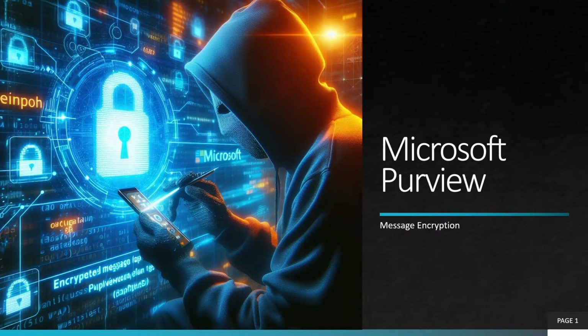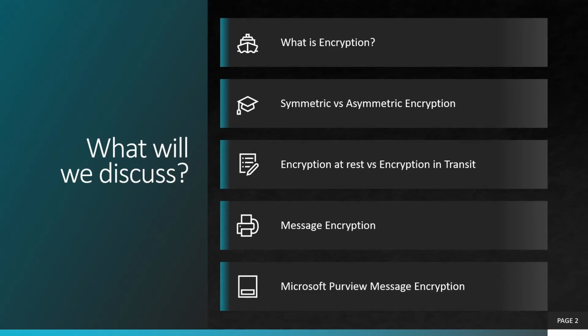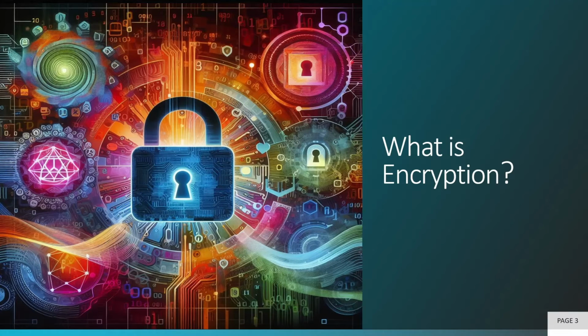In this week's video, we are going to be discussing message encryption from the point of view of Microsoft Purview. So let's get started. We're going to proceed as follows. We are going to be looking at what encryption is. We'll compare symmetric and asymmetric encryption. We'll look at encryption at rest versus encryption in transit. We'll talk about message encryption generally. And we'll see how Microsoft Purview implements message encryption. So let's get started. So what is encryption?